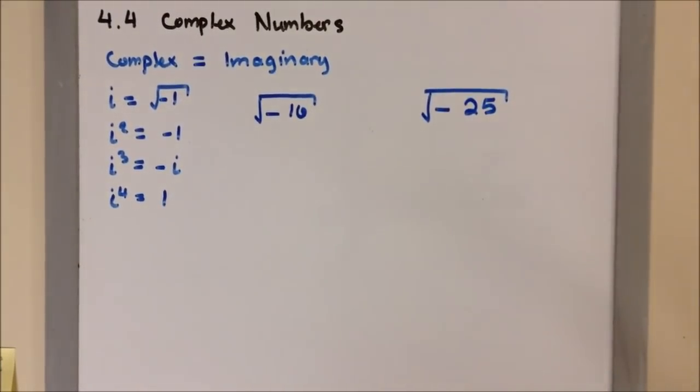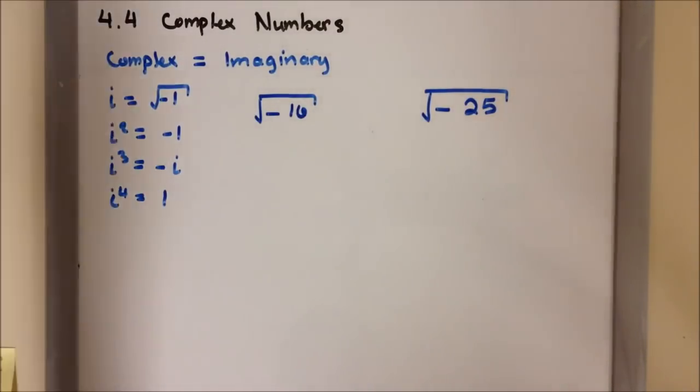So we're going to start off with simplifying the square root of negative numbers. The reason we're going over this is because this will help you solve the third part in 4.6 when using the quadratic formula that has negative numbers inside the square root.